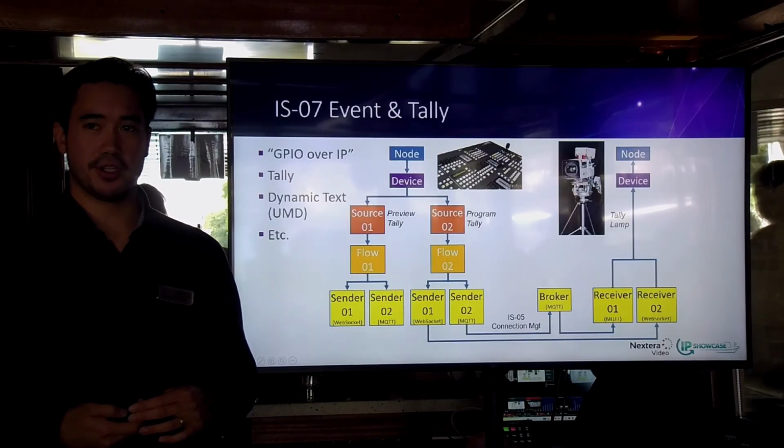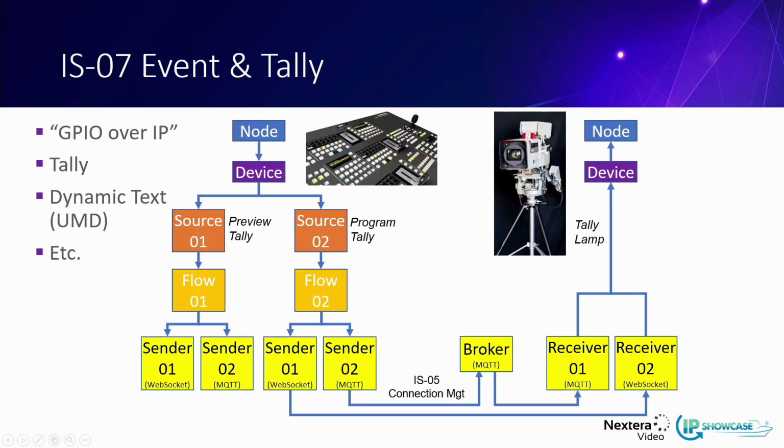NMOS also supports what we call event and tally. This is IS-07. And this is a way that we can send GPIO over IP signals using NMOS. This leverages IS-05 for the connection management. And this is just an easier way to send something like a tally signal or a tally light, or maybe you want some dynamic text.